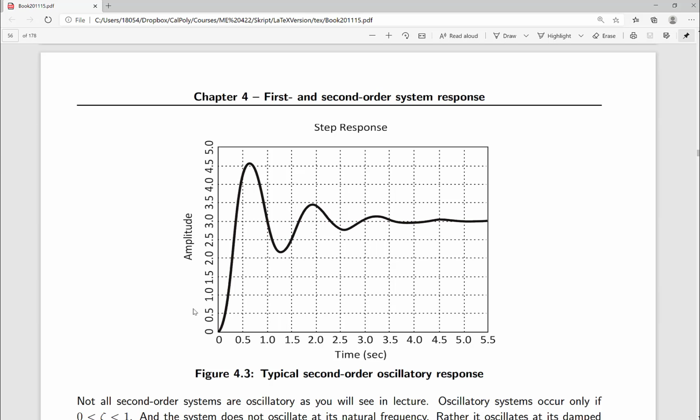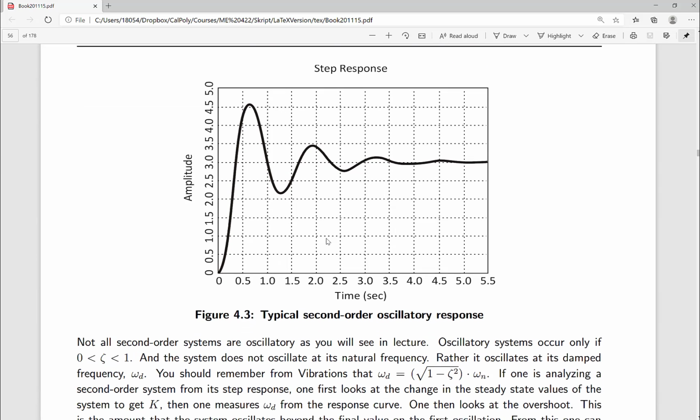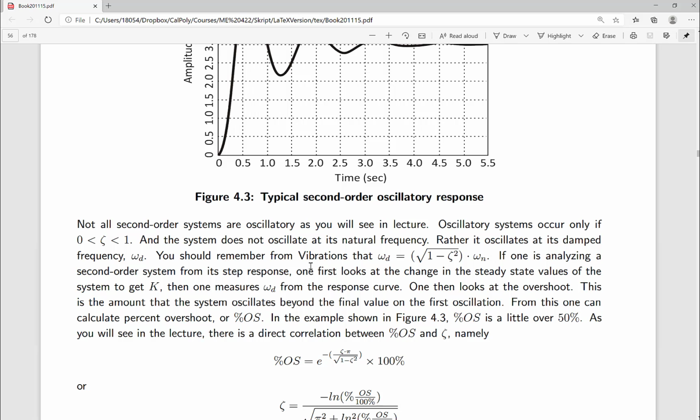And again, if zeta is between 0 and 1, then you have what's called an underdamped second order system. The response of an underdamped second order system to a step input is a wiggle like this, an oscillation. If you have damping, the oscillations will die out. If you don't have damping, then the system will rise and start oscillating, but the oscillations do not die off. We're going to cover all of this.